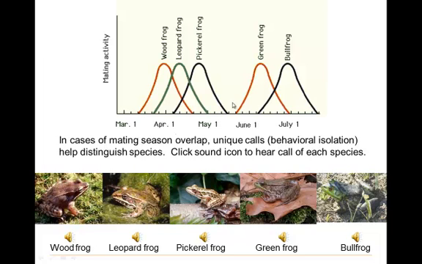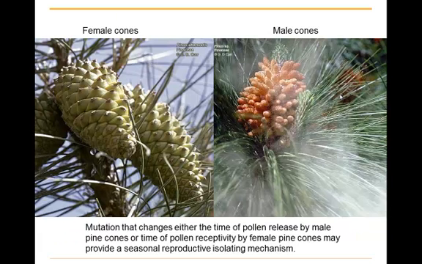But you can see that they do have different peak breeding times, but there is some overlap among them. Another example of a temporal isolating mechanism can be found in plants. For example, pine trees are pollinated by wind, and so the time at which pollen is released and the time at which the female cones are receptive to pollen has to coincide.